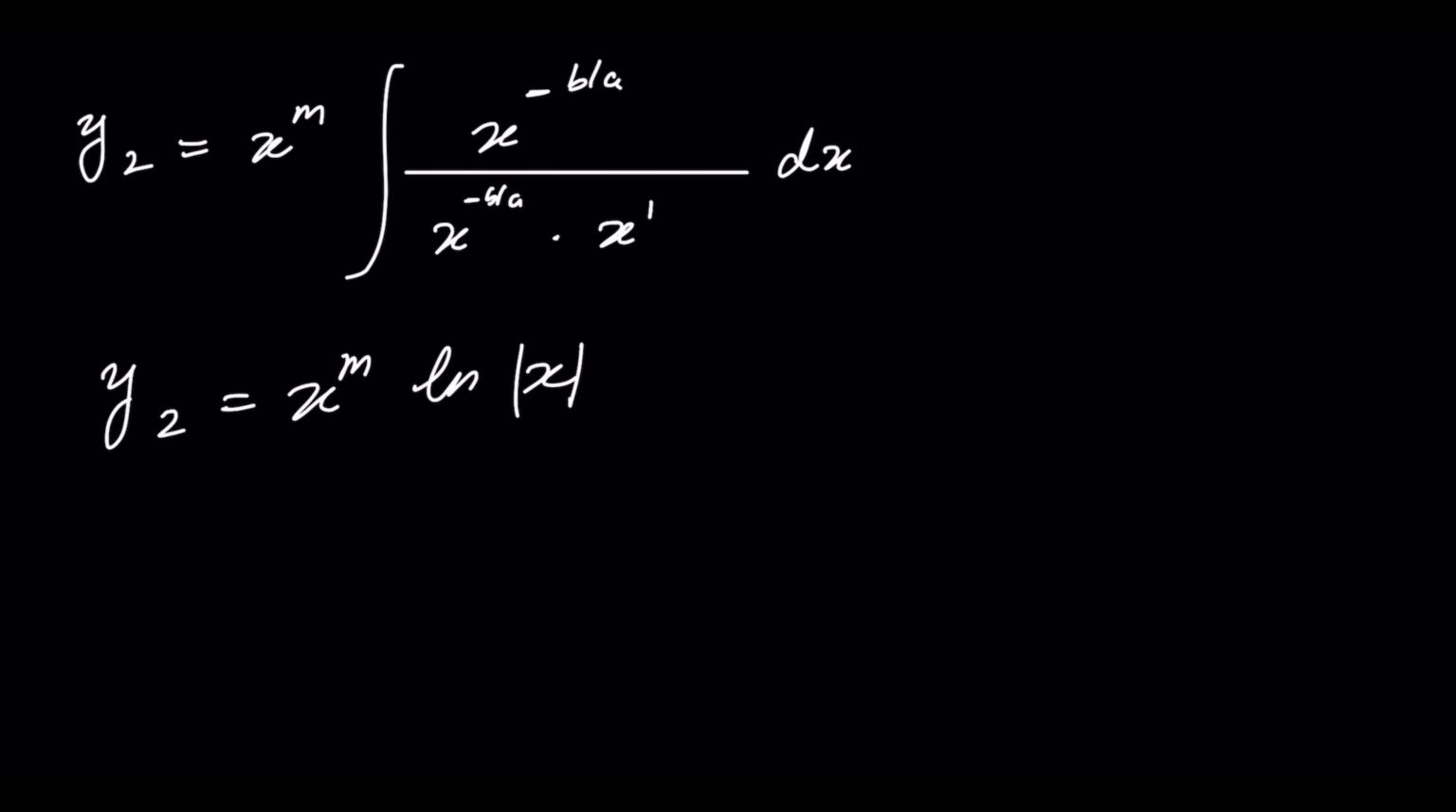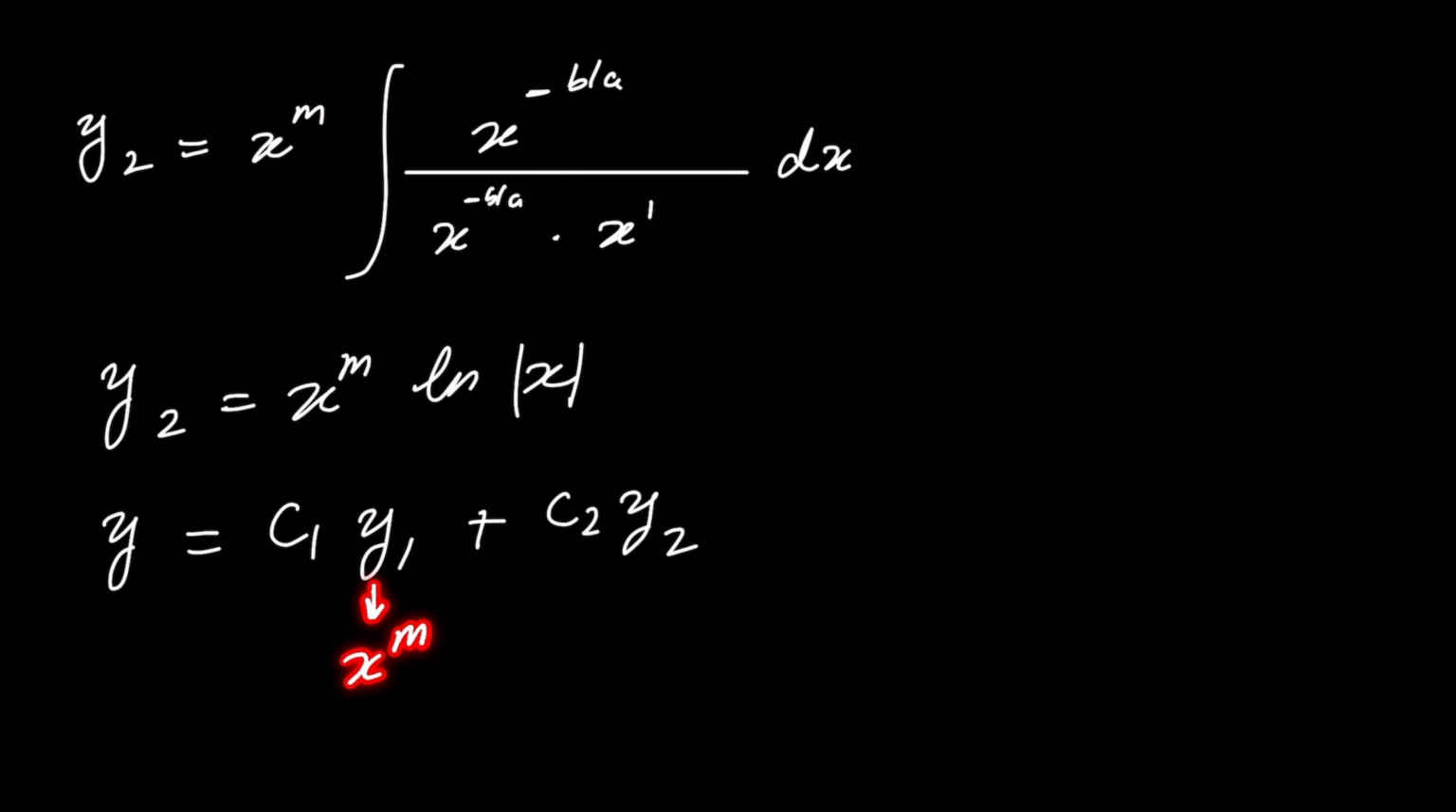And for case 2, where the roots are repeated, you're going to be writing its general solution using this equation. We already know that the value of y1 is x to the power of m, and the value of y2 is this. Hence, it is giving us our general solution for case 2.